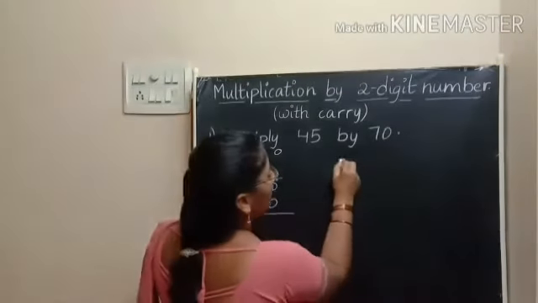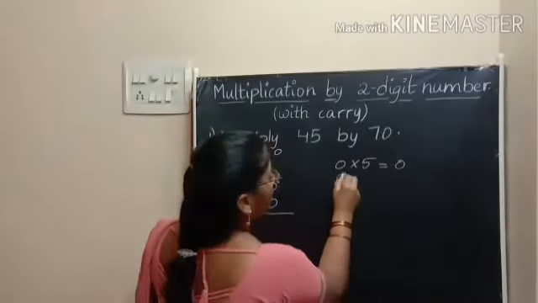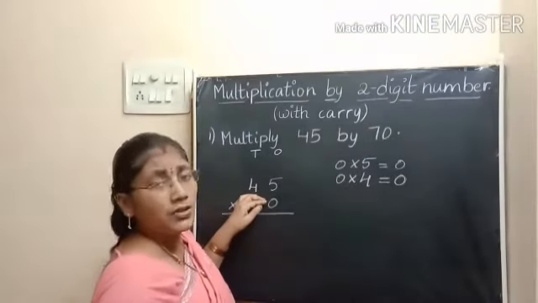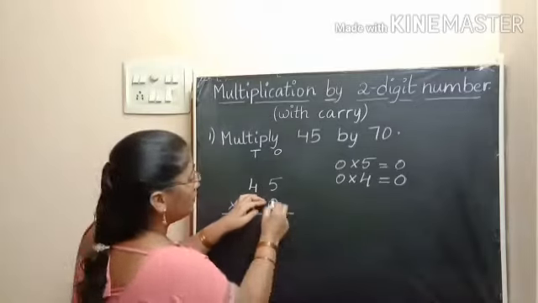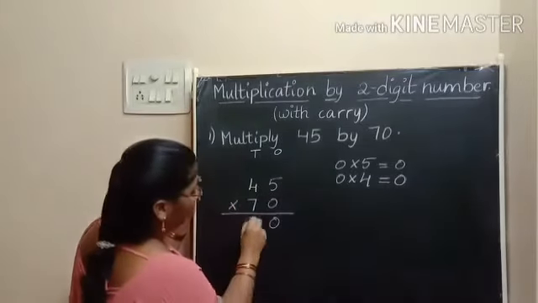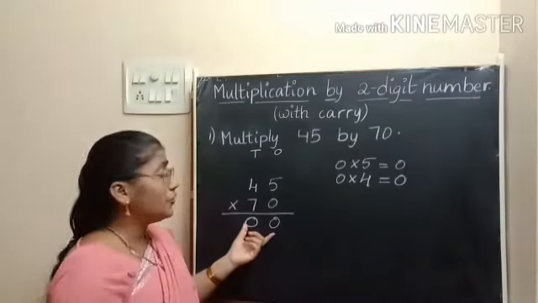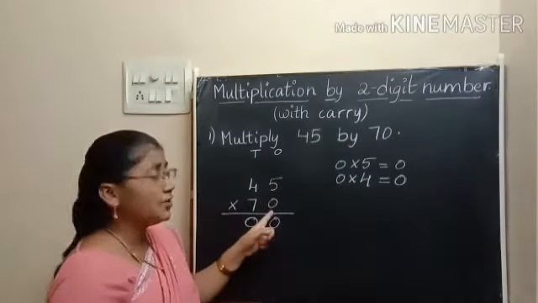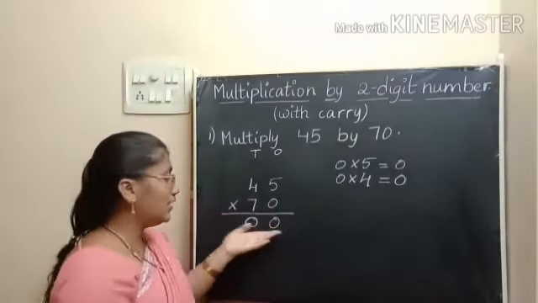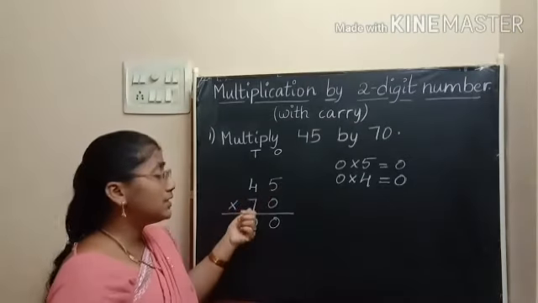0 into 5 is 0 only. 0 into 4 also 0. By multiplying any number with 0 we get 0 only. Understood, children? Now this line belongs to multiplication of 45 and 0. 45 into 0 means 0. Nothing is here. Next we have to multiply 45 with 7.